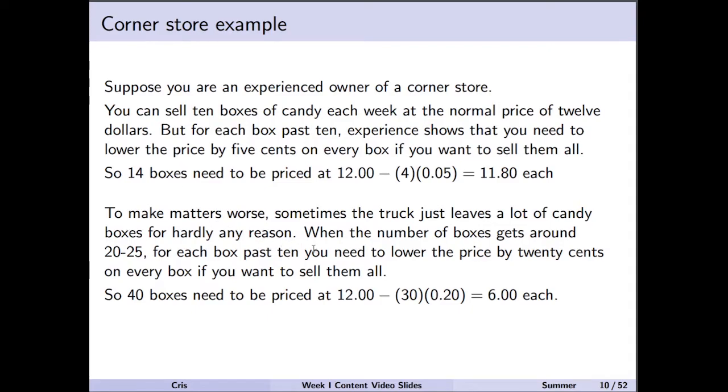But things get worse, right? Sometimes a truck just comes by and just leaves you too many boxes of candy, and you hardly know the reason. Maybe you made a sandwich for the guy one time and he liked it and he likes you and he wants to drive the truck back empty. Who knows? Sometimes you have too many boxes of candy. And in this case, for every box past 10, you need to lower the price by 20 cents on every box if you want to sell them all. So if you've got 40 boxes of candy, you've got to take 20 cents off 30 times. There's 30 boxes past 10, and this brings your price down to $6 each. Okay, so this is just something you know from business experience.